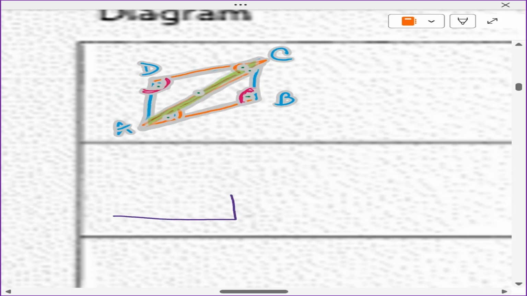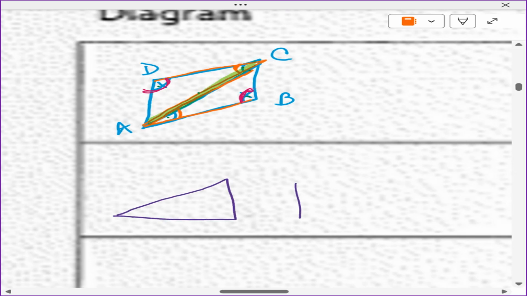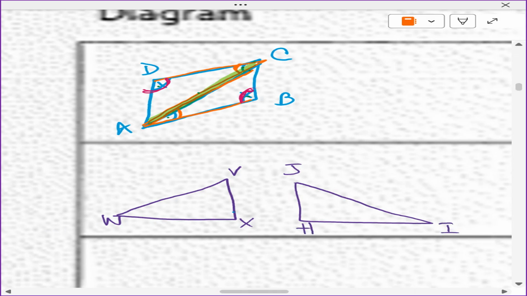So I have a right triangle, W, X, V, J, H, I. My hypotenuses are congruent, and I have the legs congruent. So for each box, choose a statement format from the drop-down menu. You will then be able to change the letters and make it match. So what do you want to say first?